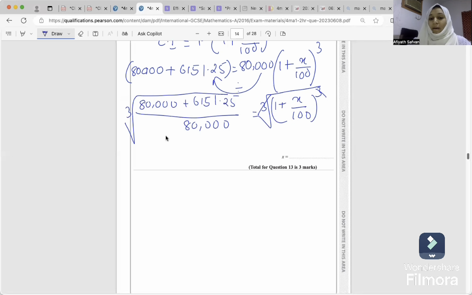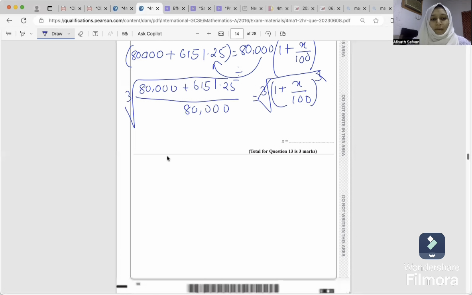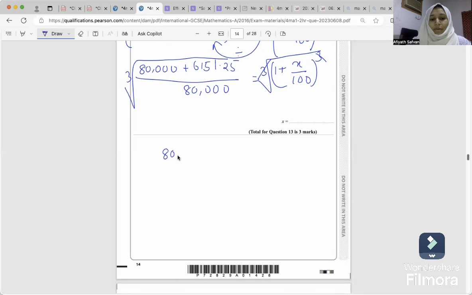So I have to make it as a minus 1 in the left hand side. And then I have to multiply by 100. So as a result of that, I'm going to write 80,000 plus 6151.25. Don't use the calculator in the middle. Just make it in the end calculation.